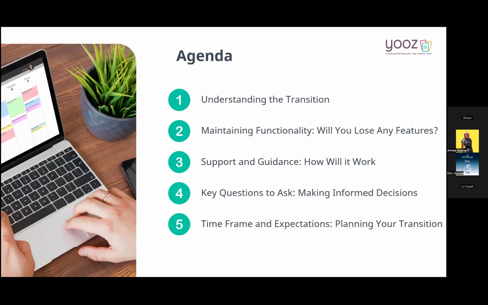Before we dive into the discussion, we'll just take a quick look at the agenda, what we'll be covering: understanding the transition, what kind of functionality will be maintained, how it will work with some support and guidance that we can give you there, some key questions to ask when making a selection with an AP automation partner to make an informed decision, the time frame and expectations. And then also we'll go over a quick review about Yooz as well as some questions at the very end.